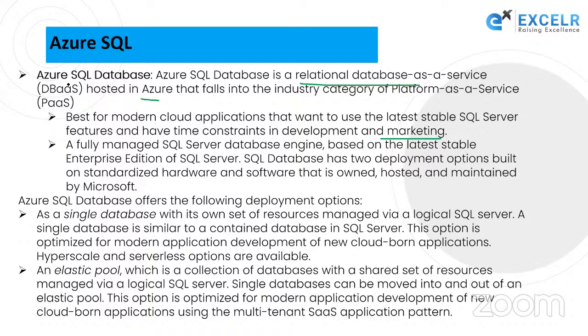The second option is an elastic pool, wherein you share a set of resources by logically partitioning your SQL server. A single database can be moved out of or into this elastic pool as and when you need it. This is highly optimized for SaaS-based application patterns, wherein you use multiple tenants to host your application. So this is SQL Database for you: two options, single database and elastic pool.